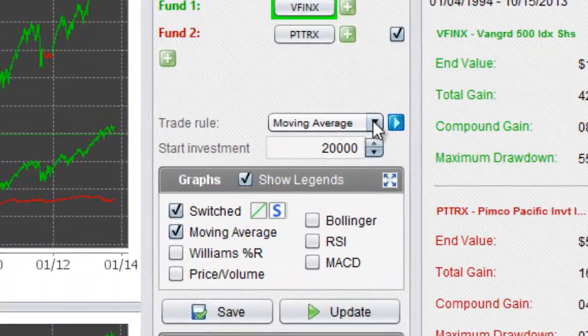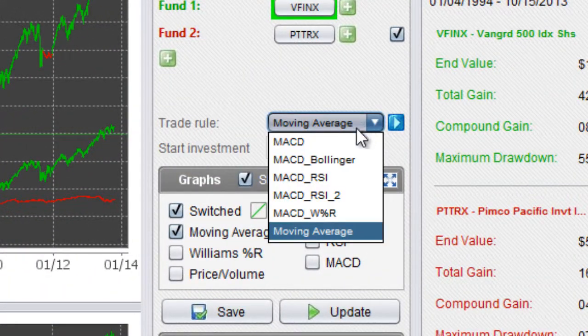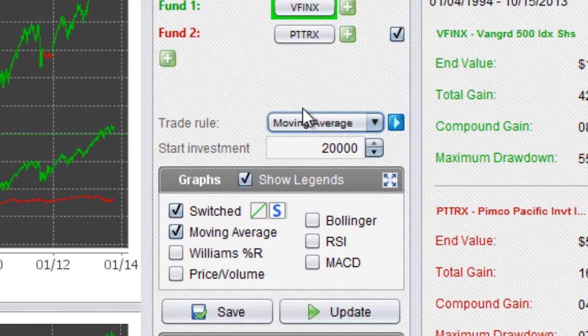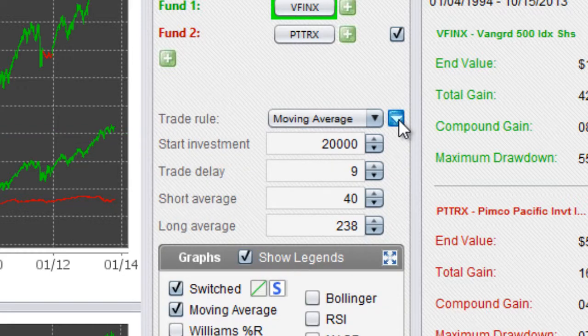There's a drop down, and in this case we're using the moving average trade rule. We can see the parameters that are used to configure this trade rule by clicking the blue button next to the drop-down. The moving average trade rule uses 2 parameters. There's a short average and a long average, and these are exponential moving averages. In this case, we have a short average of 40, so that's the exponential moving average for the last 40 days, and a long average of 238.